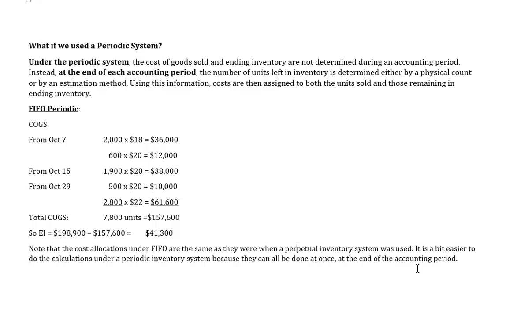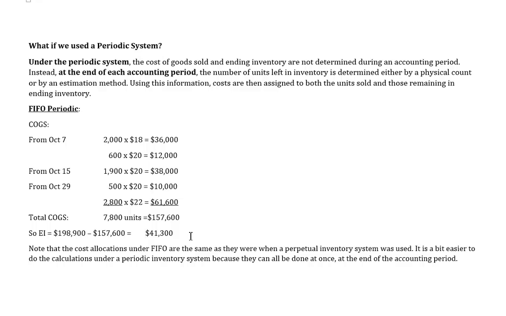So the other thing you could have done here is calculate your ending inventory first if you wanted to, and then squeeze out your cost of goods sold. But normally what we would do is calculate our cost of goods sold in order to get the ending inventory. So this is a much shorter way to calculate your inventory for FIFO when you're using a periodic system.